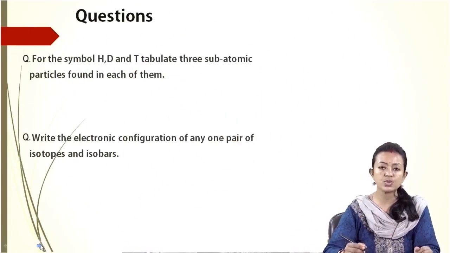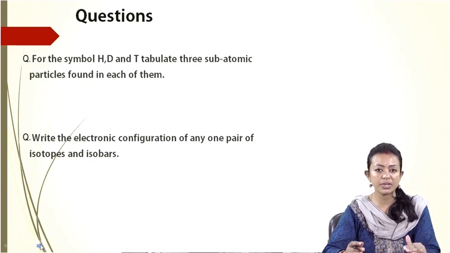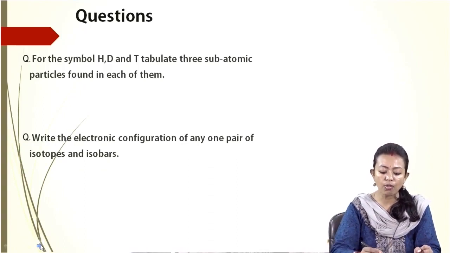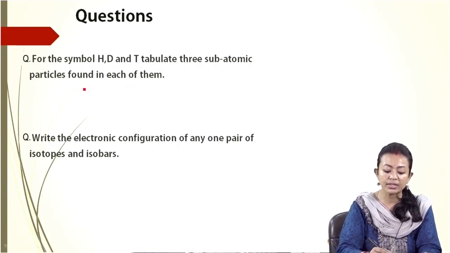Now, in case of isotopes and isobars, we had already seen the differences between the isotopes and isobars. Now, let us do some questions related to that. For the symbol of the protium, that is H, deuterium and tritium, tabulate 3 subatomic particles found in each of them. Now, for doing that, first let us write down their formulas. That is, this is what protium looks like.